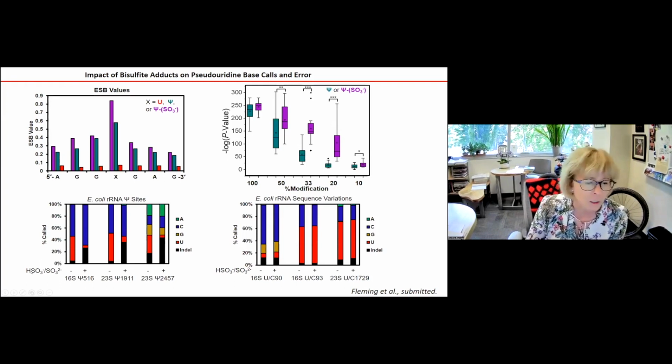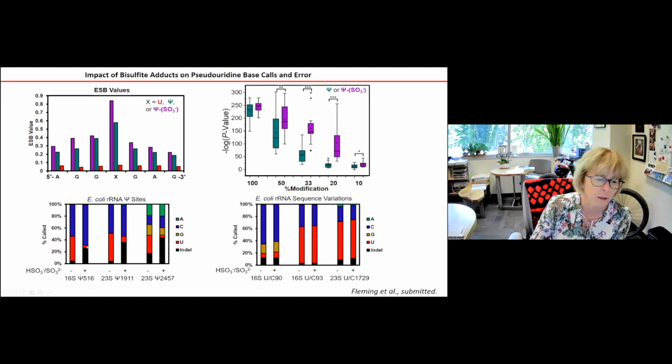And so we looked then at some of the known pseudouridine sites, before treating with bisulfite is on the left. Running the bisulfite adduct through the nanopore, you can see that the signature changes a lot, especially U really goes away. For the 1911 position, also a big change, 2457, again, fairly big change. Whereas those sites that are CU variants, when you treat with bisulfite, nothing changes.